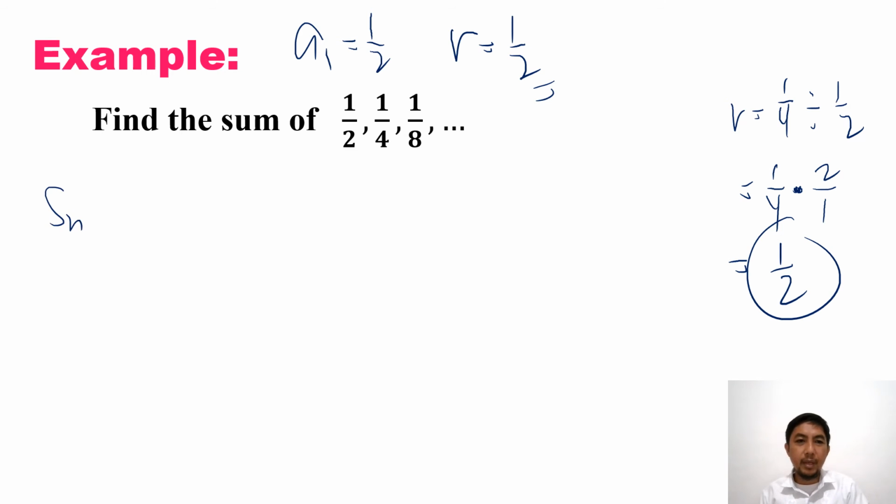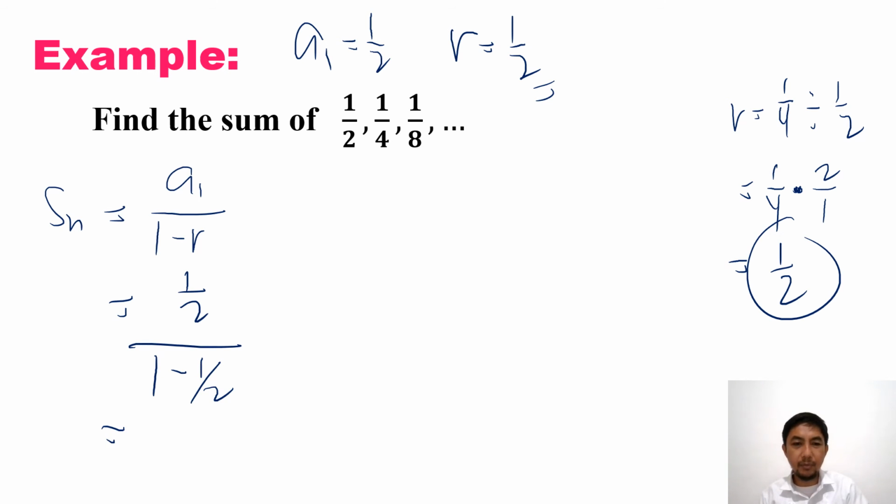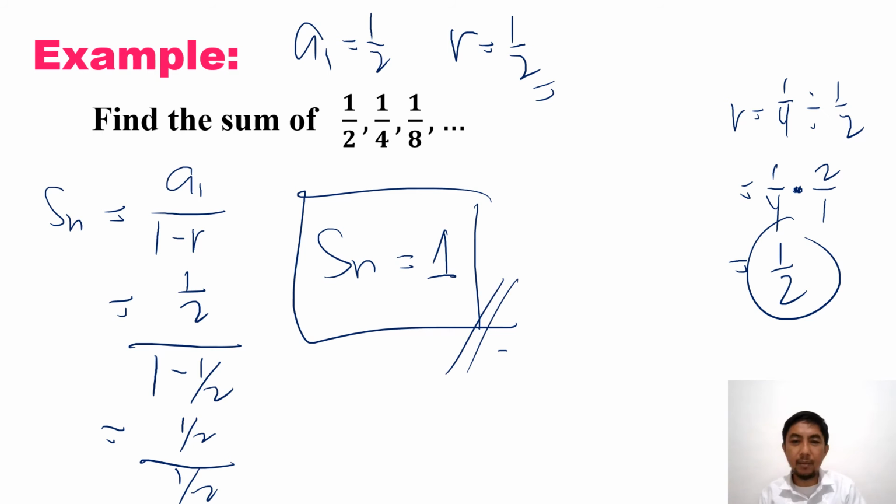So S of n equals the first term all over 1 minus r. First term is 1/2. Then 1 minus 1/2. This will be equivalent to 1/2 all over 1 minus 1/2, which is 1/2. Now, therefore, if we are going to divide 1/2 by 1/2, lalabas doon is 1. So the sum of 1/2, 1/4, 1/8, and so on is just equal to 1.